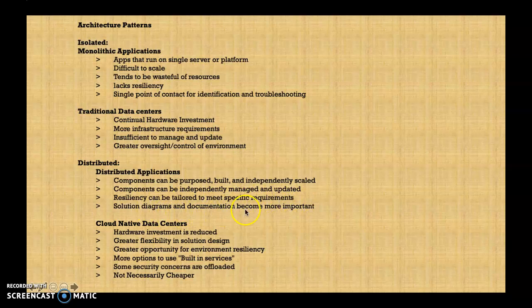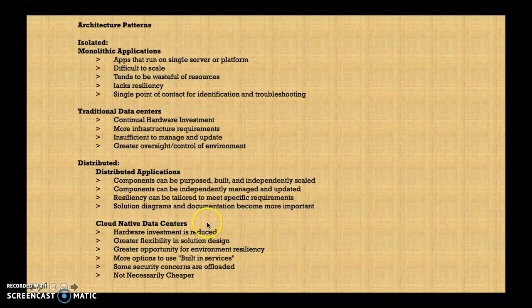Solution diagrams and documentation become more important because this distributed environment is all totally about how you have architected it. So it is important that everything is completely documented and well crafted. Resiliency can be tailored to meet specific requirements.